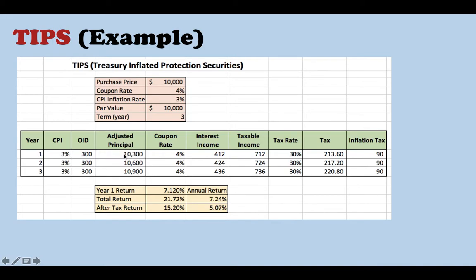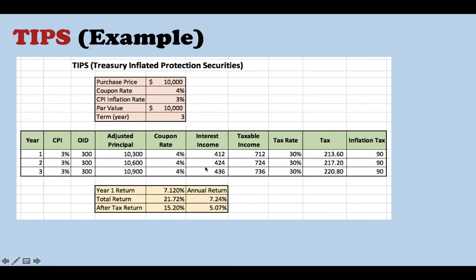Let's say for the first year, the adjusted principal amount is equal to the 10,000, you add the 300. The second year is 10,300, add the 300. And the third year, you add the 300 to the 10,600. So this is your adjusted principal.